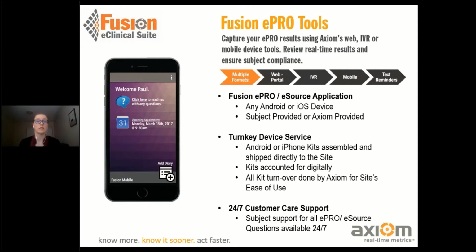We're able to support all different application types, as well as we can provide the devices. So that's a key part as well, especially when we're talking about accessibility. A subject or patient might not have the required physical tools or devices, and that's something that can be provided as part of a full kit, and of course accounted digitally with Infusion. And of course, the other piece is the support. We don't want to be adding additional burden to the site, so that's something that the customer care team takes on.